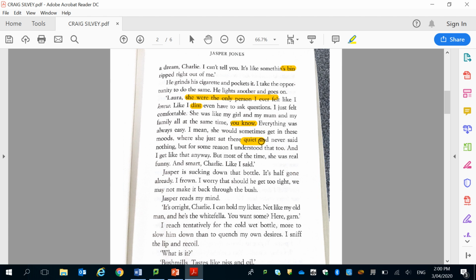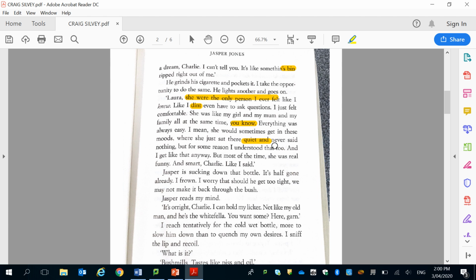So another mispronounced word there, or incorrect use of grammar, where she just sat there quiet instead of quietly, because obviously it's an adverb, quietly, and he has dropped the adverb and just made an adjective. So he has what's called denominalized the adverb back into an adjective.